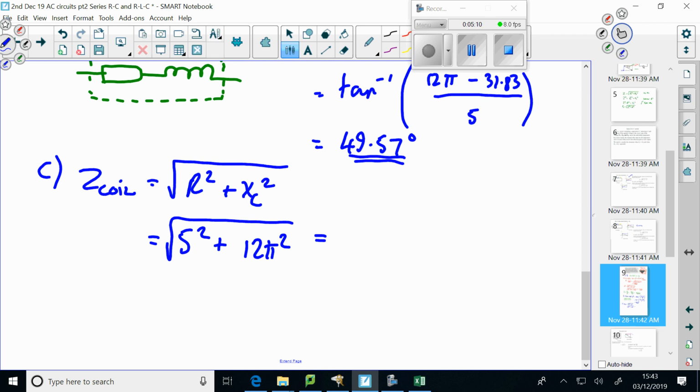Someone push those buttons, please. 5 squared plus 12 pi squared. Nope. Square root of 5 squared plus 12 pi squared.